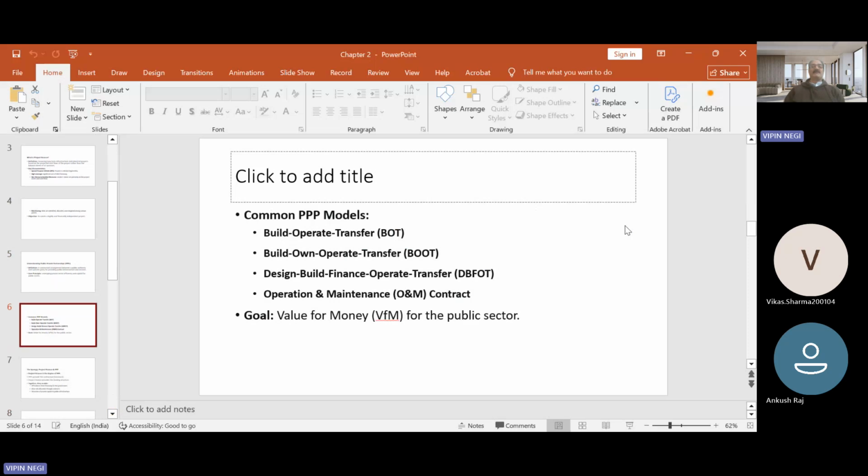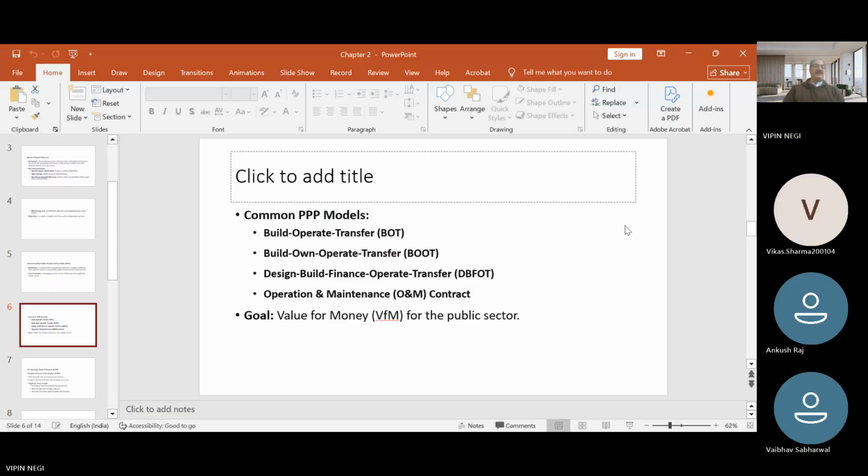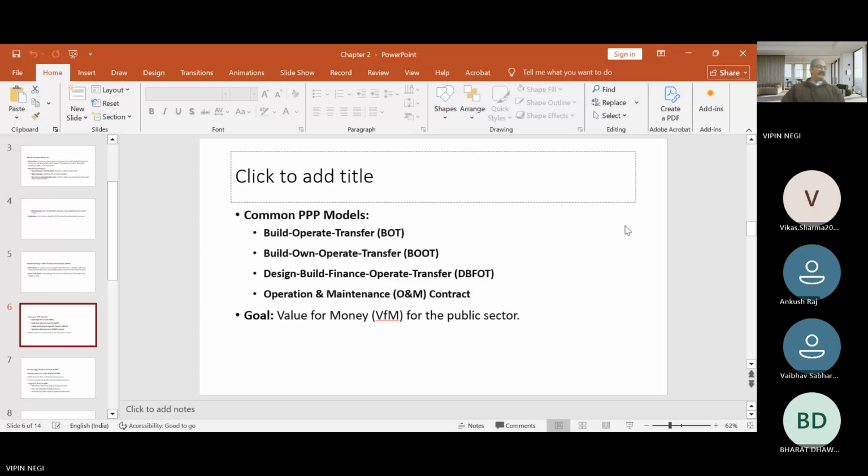The second model of PPP is build, own, operate, and then transfer. So basically, for the time being, the owner or private partner can operate it for a certain fixed period and then transfer it to the government after the expiry of its contractual period. The difference between BOT and BOOT is that, in BOOT, the asset ownership is with the operator and is sold to the government for either a nominal or market value with a cap on the amount.